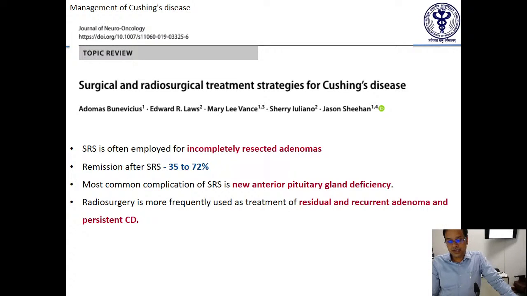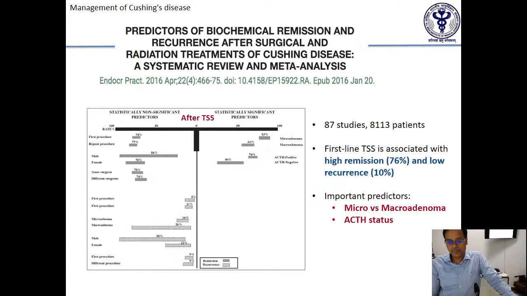Radiosurgery, as Ravi has just told, the results are not better. It is usually never used for primary management. It is used after multiple failures in surgery, and then we can give the gamma knife, and the results are not much better than 20 to 30% in our experience also.